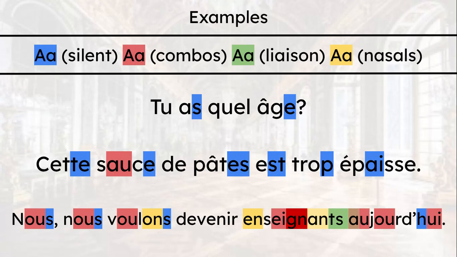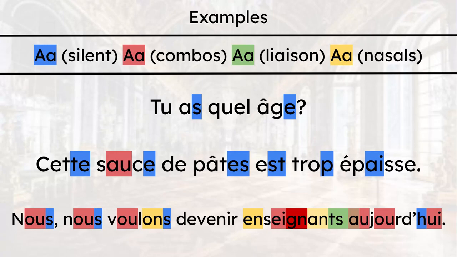And enseignant, which means teachers, formally. So nasal. Saignant, so saignant. EI is a combo. GN is also a combo. AN is a nasal. And then the T, so the S is silent, but it's also part of the liaison with the T to the A.